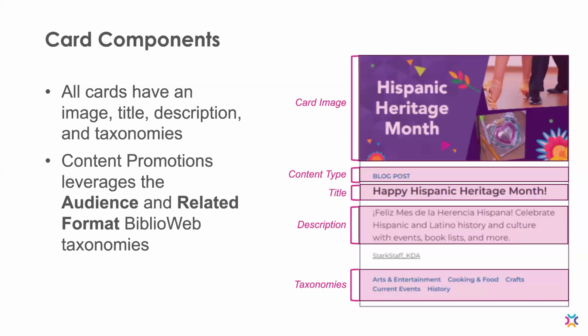And some of you should definitely be familiar with the card components. All cards have an image, the content type. So is it a blog? Is it a list? Is it an event? They have a title, a description, and then the taxonomies. And again, audience and related format is what we're really going to leverage for content promotions.